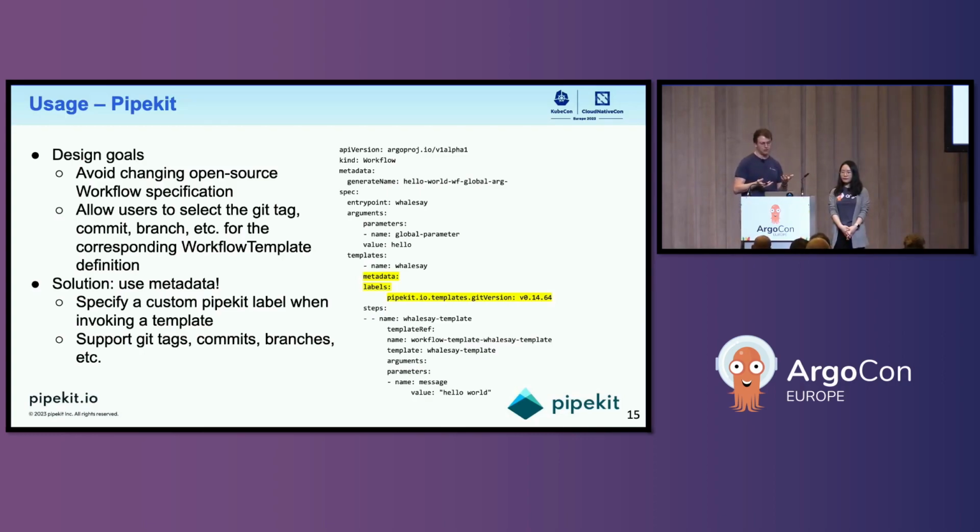And the second is we wanted to allow users to select the git tag, commit, branch, et cetera, for the corresponding workflow template definitions. So these are kind of like two conflicting goals.